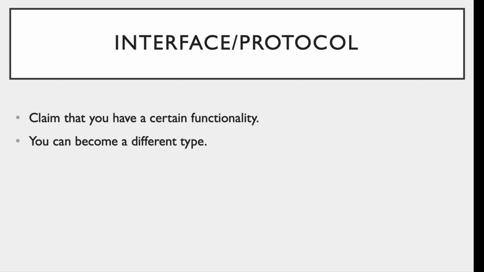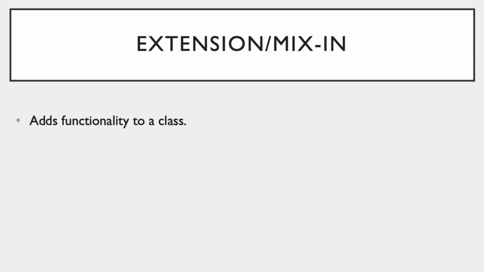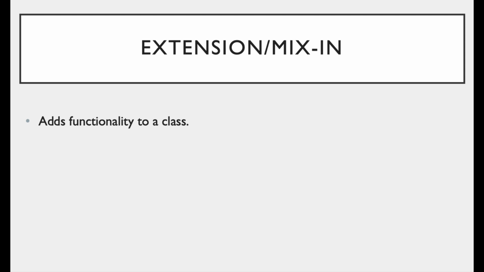Now, another thing you might have in an object-oriented programming language is an extension or a mix-in. And basically, you implement certain functionalities or methods, and then a class can mix that in or extend their class with new functionalities. So extensions and mix-ins increase the ability to write code once and then have that code apply to different classes.